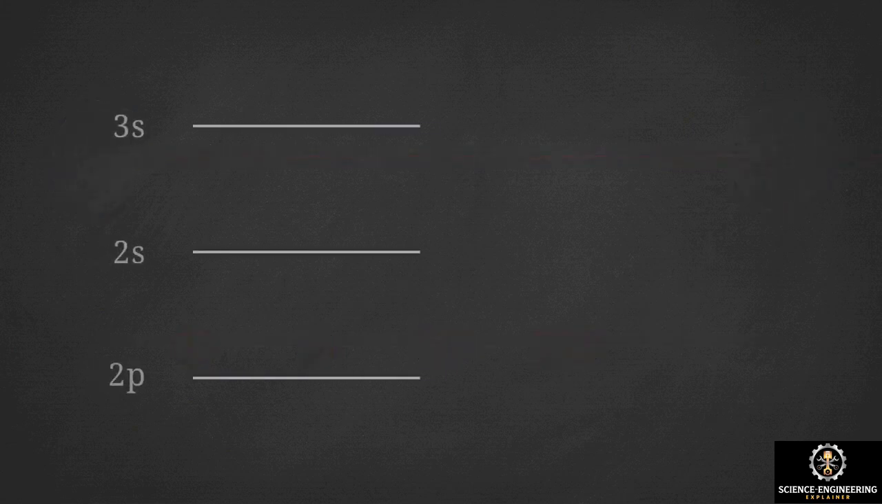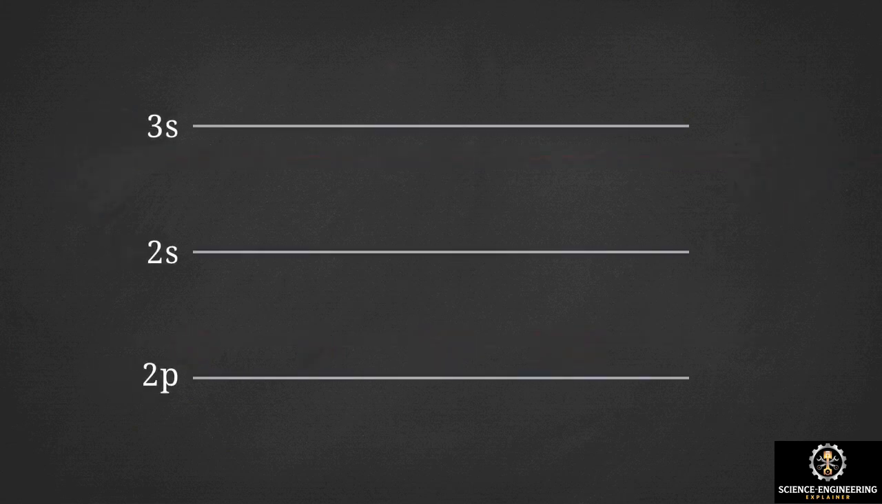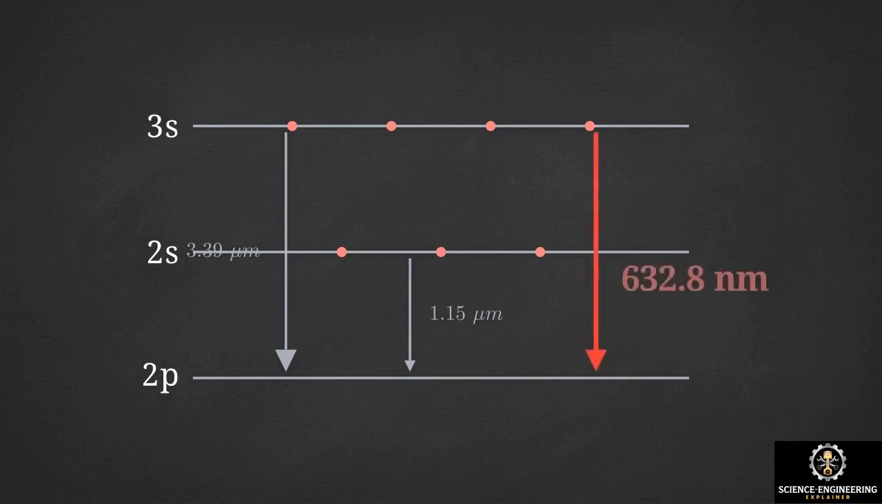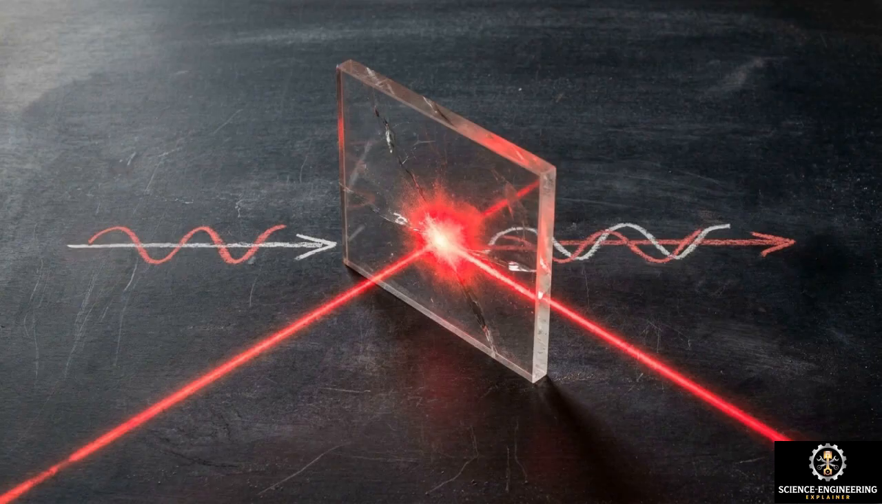Inside the active neon atoms, dropping from the 3s and 2s metastable levels to the 2p level generates distinct wavelengths. Two drops produce invisible infrared waves, measuring 3.39 and 1.15 micrometers. The third transition produces a visible red wave at exactly 632.8 nanometers. To isolate that red beam, the system relies on physical filtration.